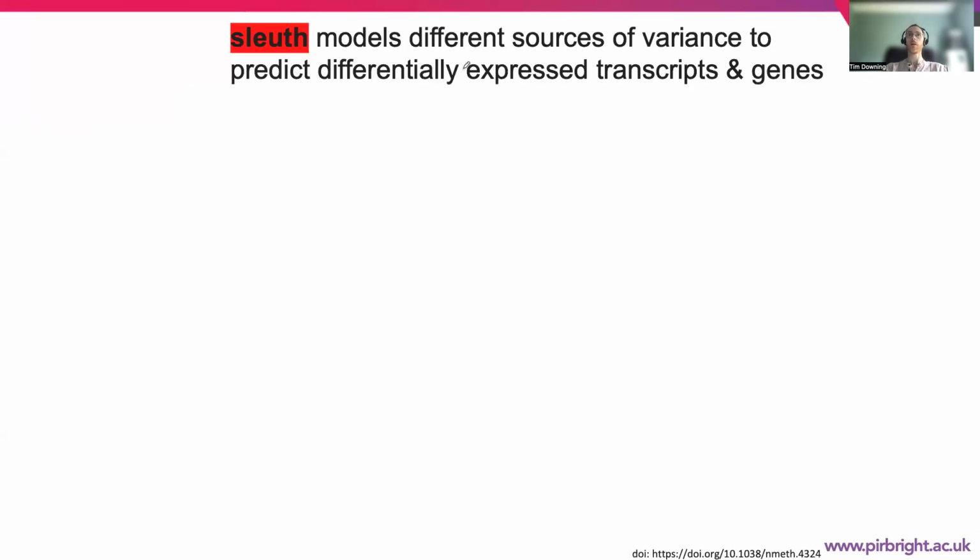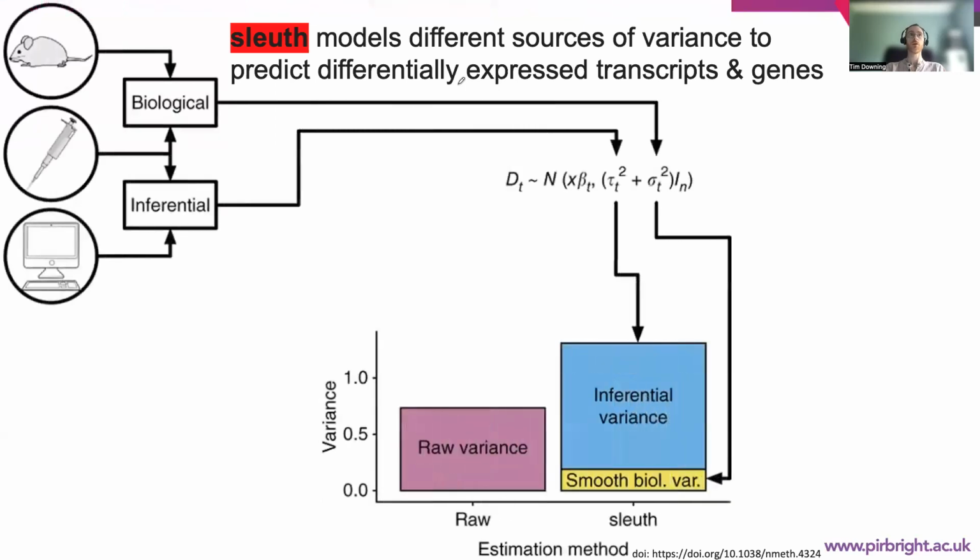And we'll do that using sleuth, and sleuth models different sources of variance to predict which transcripts and genes are differentially expressed. So here we have biological and other factors that can affect our model. As mentioned earlier, we've got read and the treatment, as well as errors, different sources of error inside here. And we have this negative binomial model with two key parameters here. And then we have to consider our raw variance that we get, and then the smoothed biological variance, as well as the inferential variance.